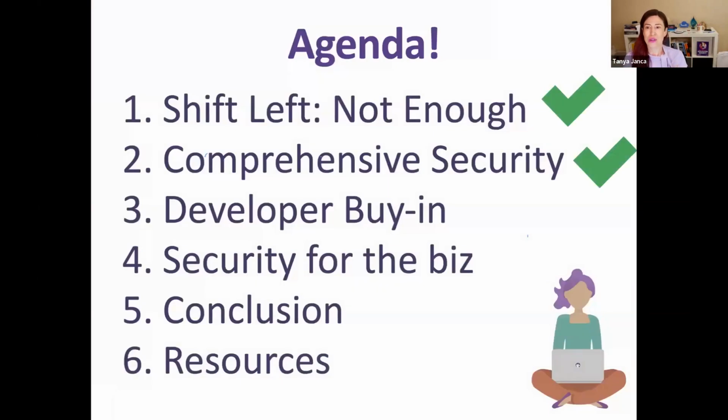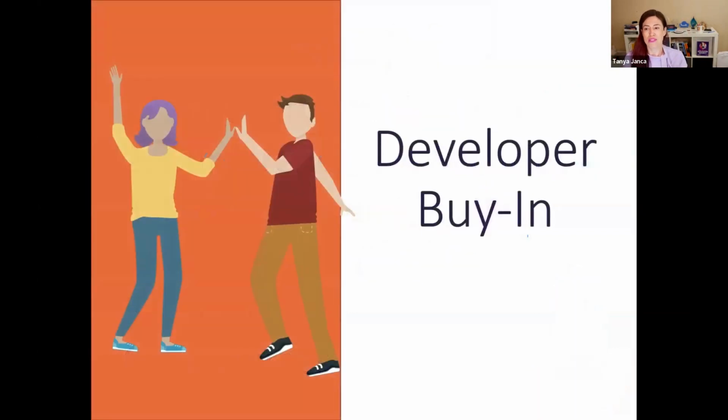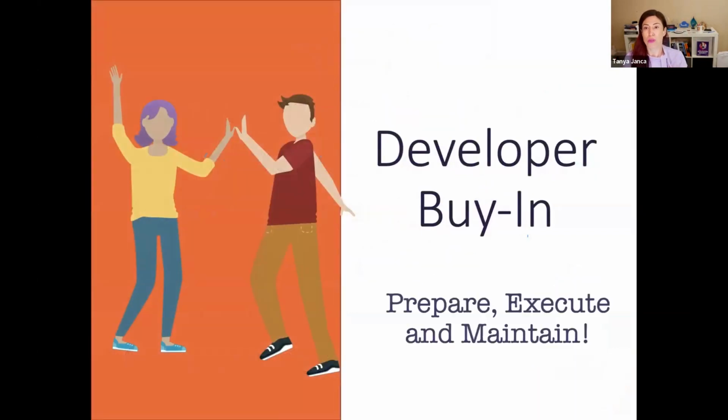Okay, so now that we have shifted left, we know we need to do more than just that. And we have some comprehensive security. So we're not just shifting left, we have shifted security everywhere. We now need the developers to be on board with this. Like, we want the developers to be on board with what we're doing. So we're going to prepare, we're going to execute, and then we're going to maintain. Yes. I know I'm cheesy, but I really like high fives.